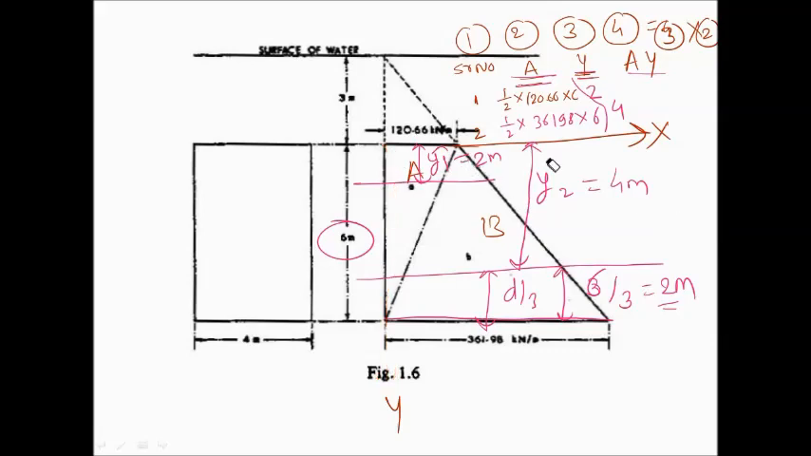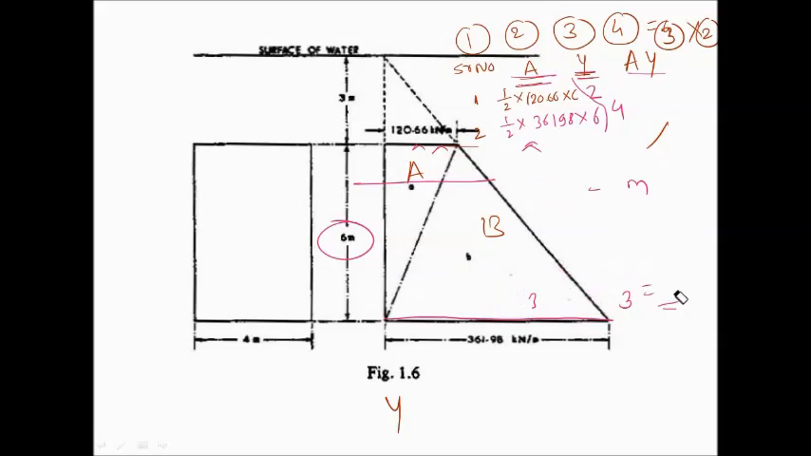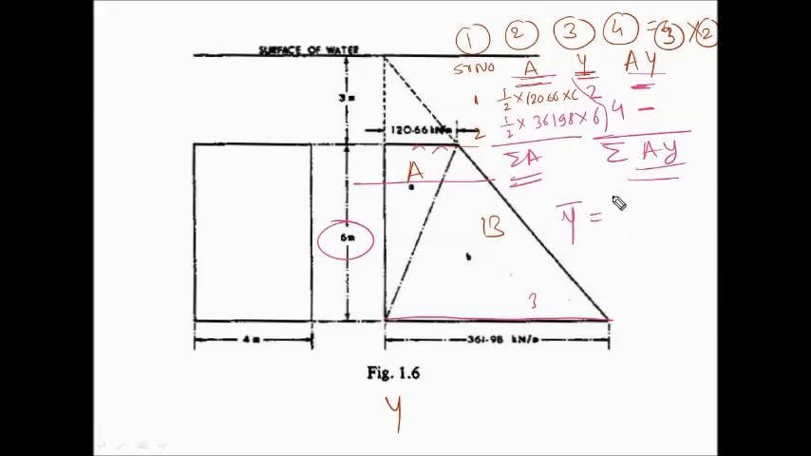Then once you know the area, this one and this one, do the summation of these two things. So this will be the summation of ay. Like this you can do the summation of area also. Then you will get the effective centroid of the trapezoid, that will be summation of ay divided by summation of a. So that will be y bar.